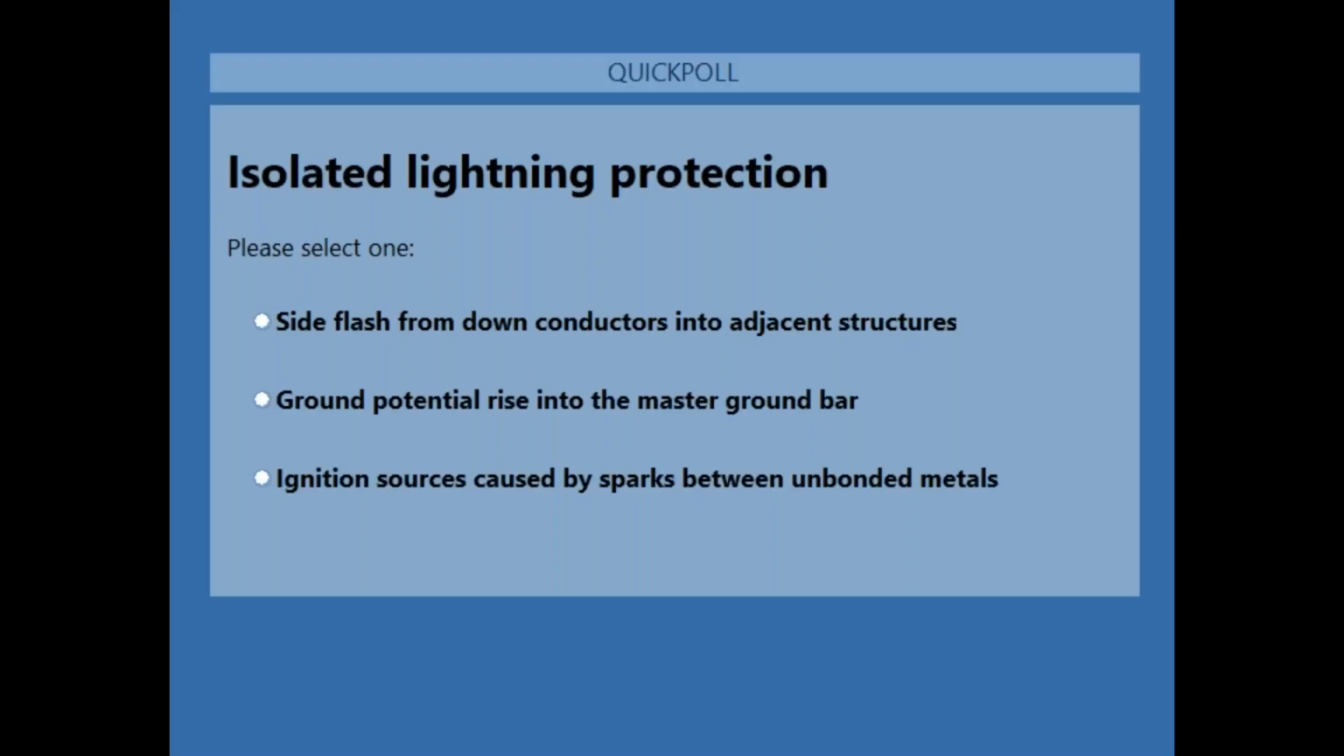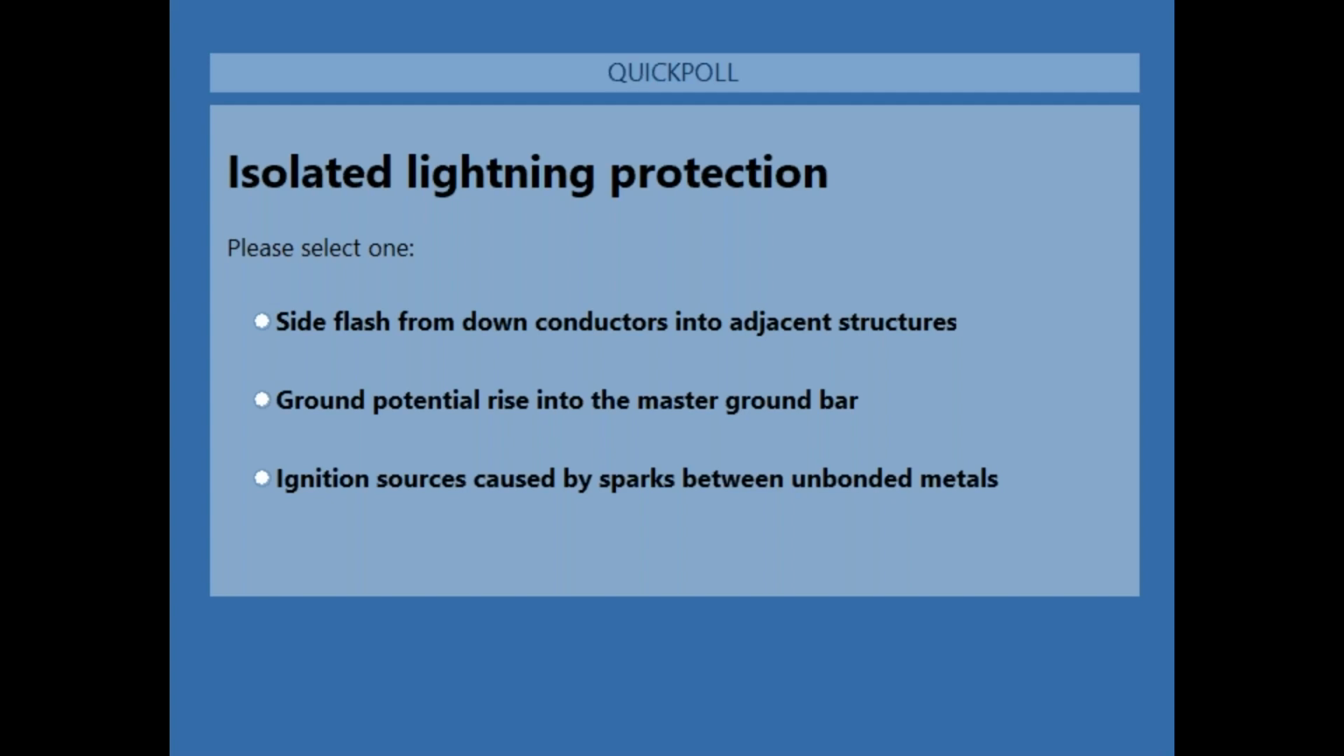So this is another polling question for us, and we're moving right along. So isolated lightning protection, it prevents what? It prevents side flash from down conductors. Does it prevent ground potential rise? Does it prevent ignition sources caused by sparks between unbonded metals? So what is your best description of what isolated lightning protection is preventing?